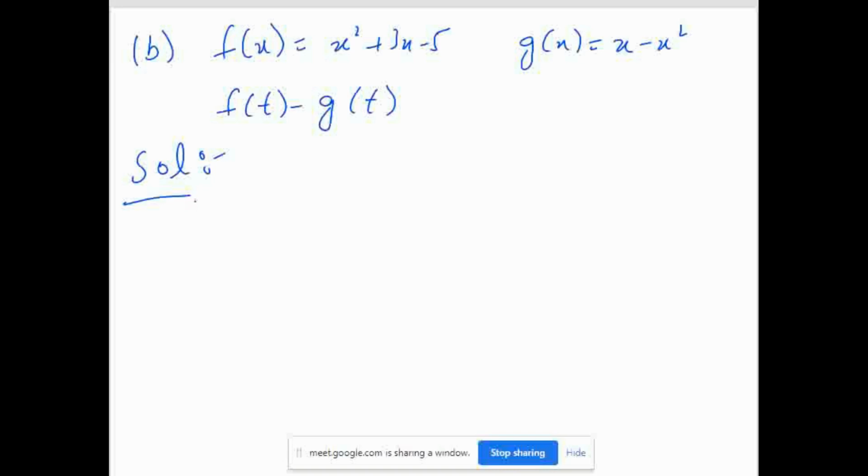Good. Now first of all, f of t, if we are replacing x with t, will be t squared plus 3t minus 5. Same goes for g of t. Now g of t will be equal to t minus t squared. I hope that it's clear. Now can you please subtract these two and share your final answer? So please do this one, and then I will solve it here also.